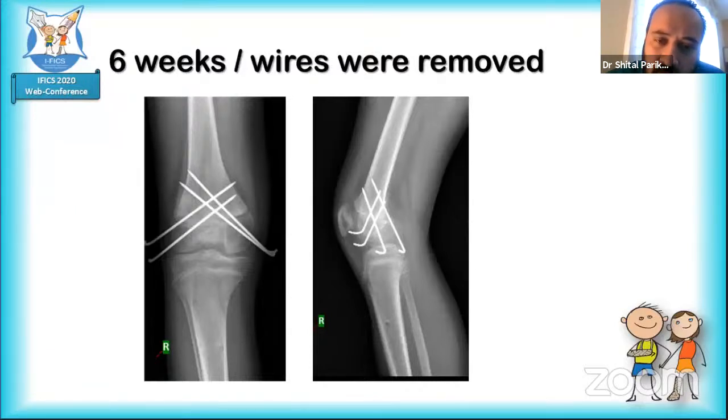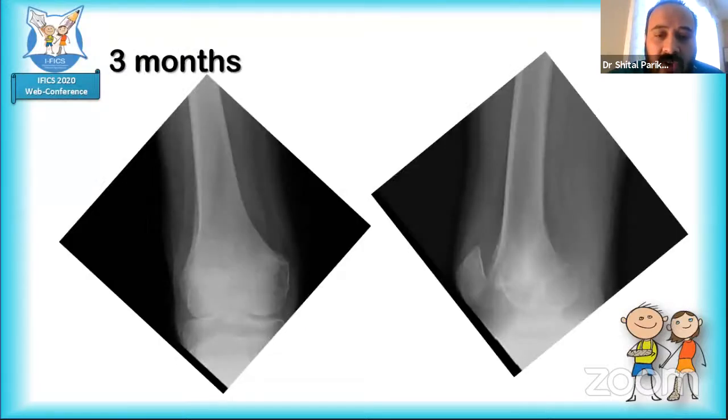I'm not really sure that there was a loss of reduction or that it wasn't reduced anatomically, because on this lateral X-ray, you can see that the distal fragment may be a touch posteriorly translated. I'm not really sure because it's not a perfect lateral view. And at 3 months, this is the result. Now, this has gone on to physeal arrest, but may not be an issue because the patient is old enough. The patient is 15 years old, so might not have to do anything about it.